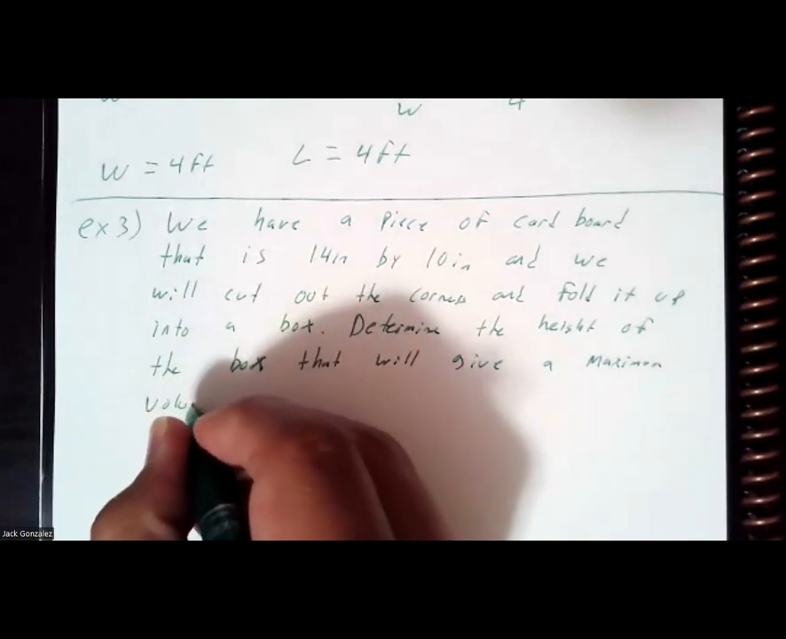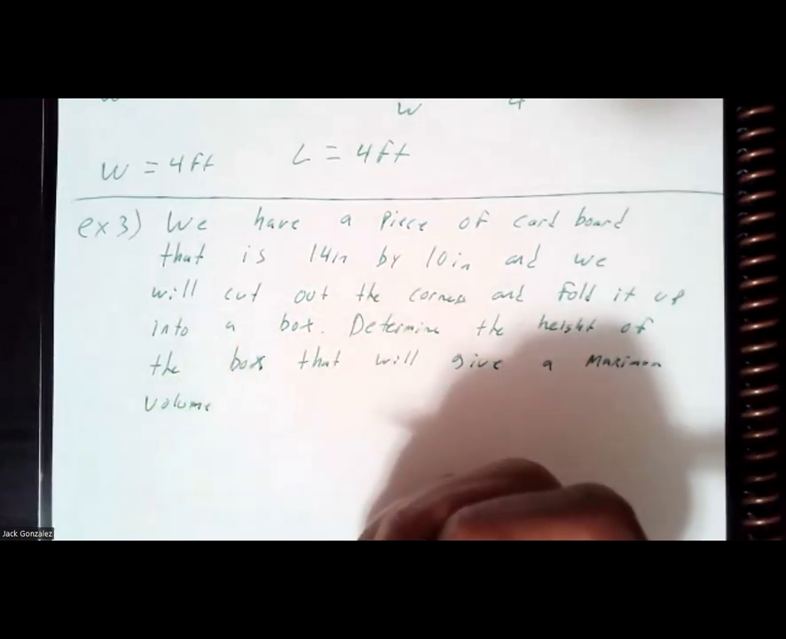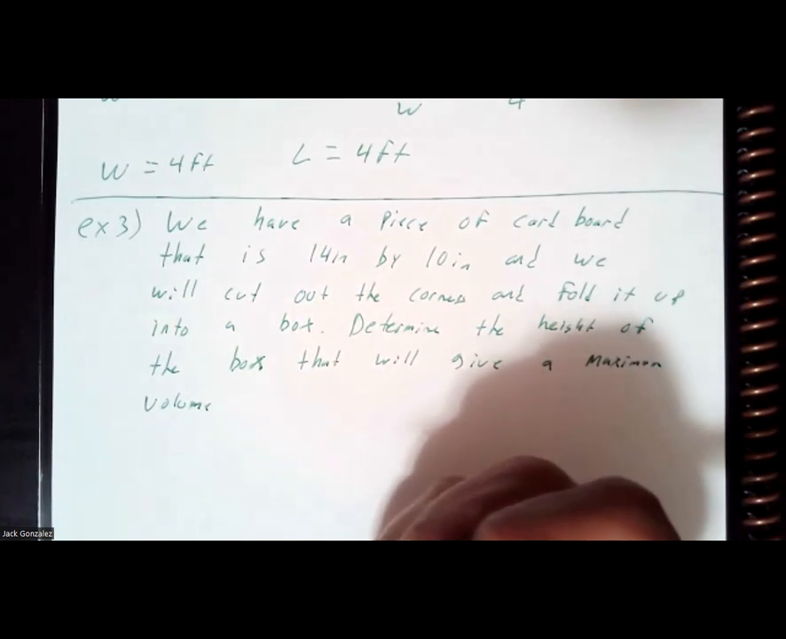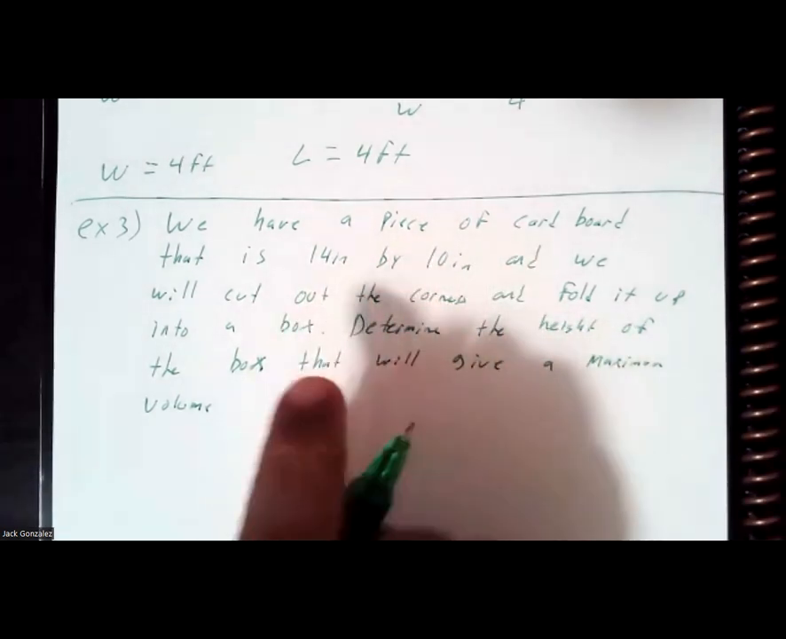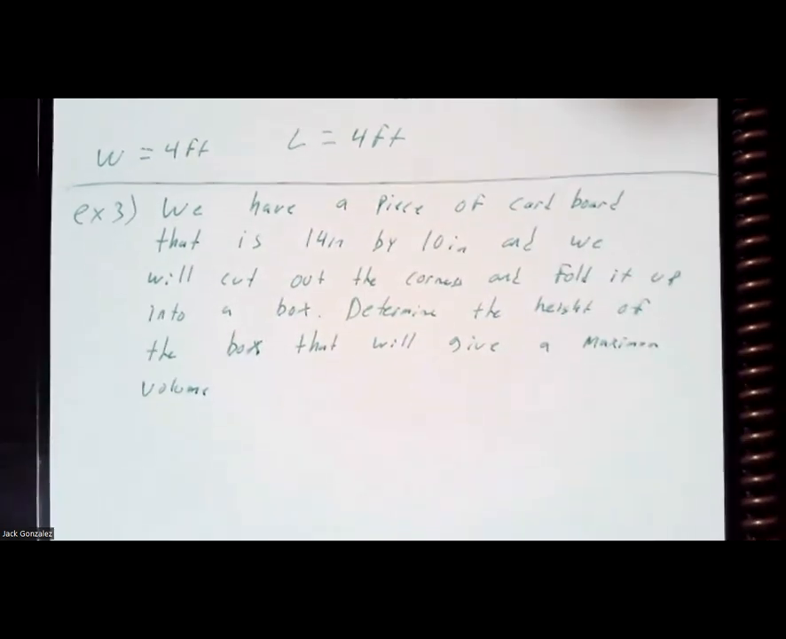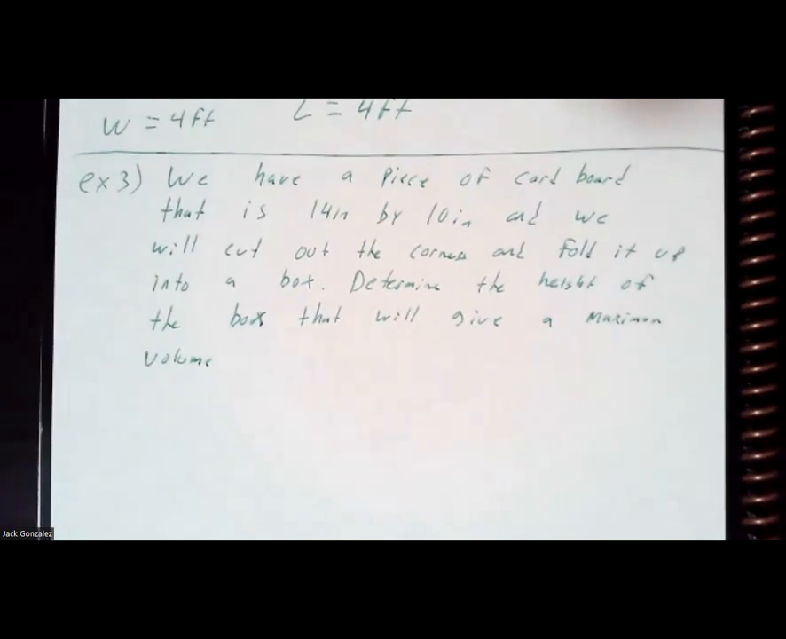So basically, we're trying to figure out how much do I fold it upward, right? If I fold too much or too little, I'll have more or less volume. It just depends. So what is the perfect shape? Okay, given that we're doing this. Does that make sense? Let's draw a picture.